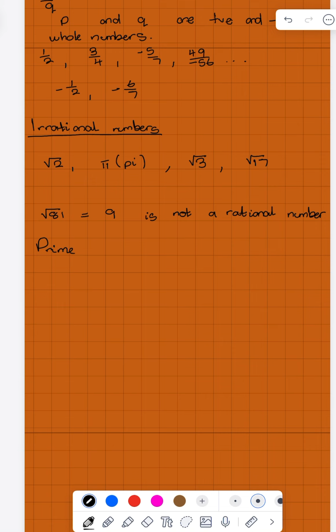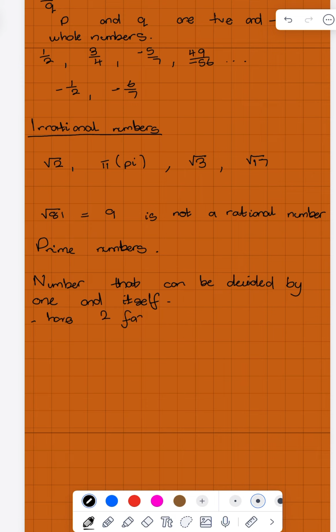Okay, right, let's look at what we call prime numbers. Prime numbers are numbers that can be divided by 1 and itself. So these numbers have two factors only, not one factor, two factors only. So these are numbers like what?